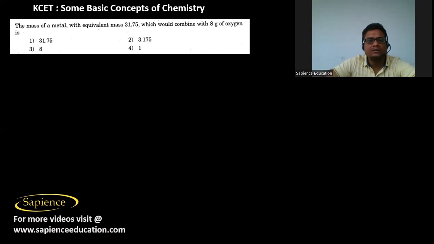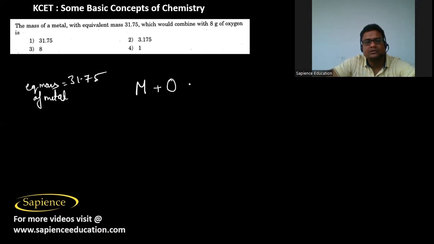The mass of a metal, here it is told, the mass of a metal with equivalent mass 31.75 gram, it is the equivalent mass of the metal, that can combine with 8 gram of oxygen is? Now here it is told that metal will combine with oxygen to give some metallic oxide. Let's say it is of the form MxOy. So it will combine with oxygen. So it means that here we can apply the law of equivalence.